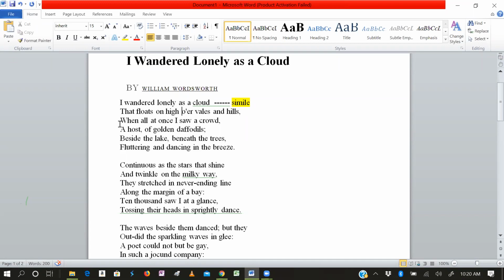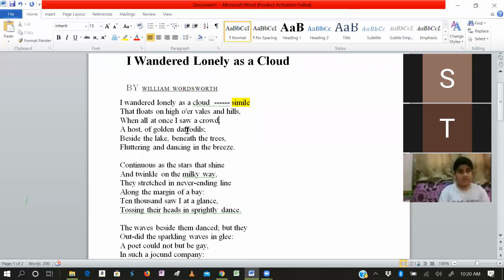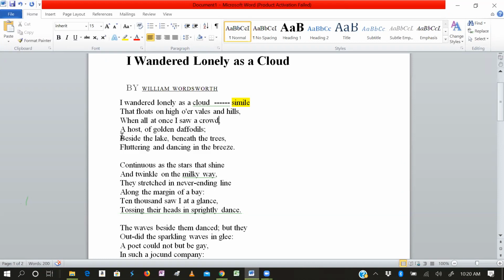When all at once I saw a crowd. The poet says that at once I saw a crowd. Which crowd? A host of golden daffodils. Look at the book. A host of golden daffodils. What I saw means a group of golden growing daffodil flowers.